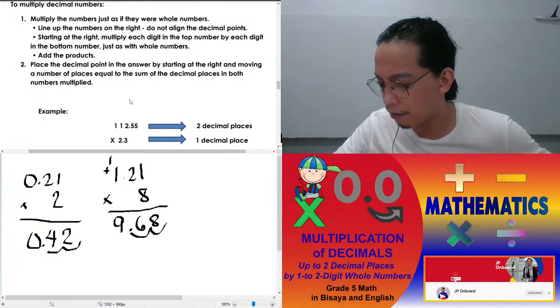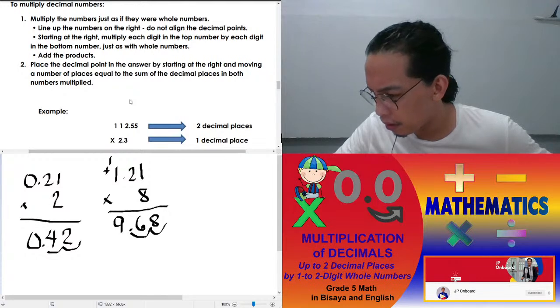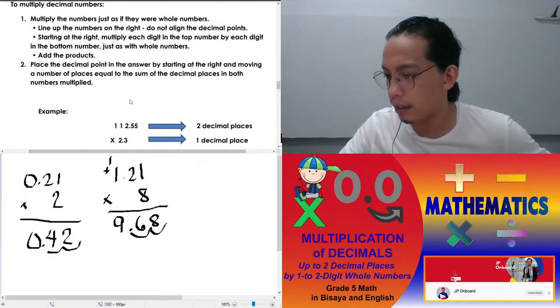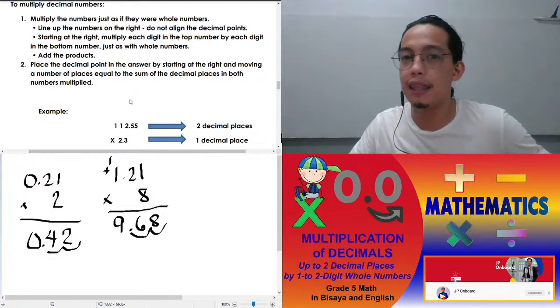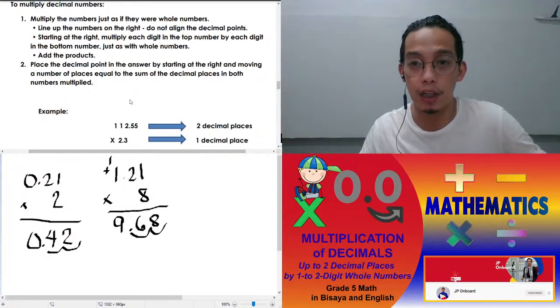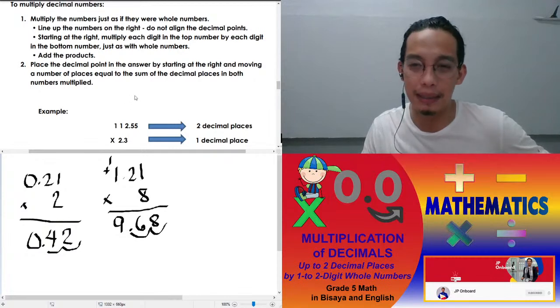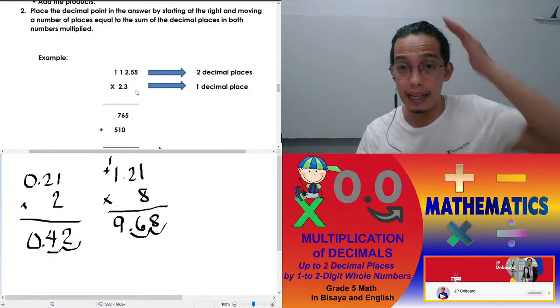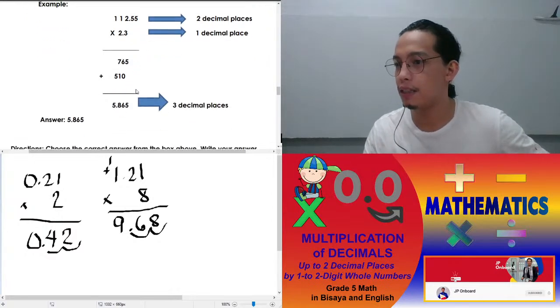Let me just check first if I'm doing well in the live. With whole numbers. So okay, I think we're fine. All right. So I think this is the same as what we did earlier. It's the same, just more decimal places each. Both of the factors have decimal places already. So let's try this.